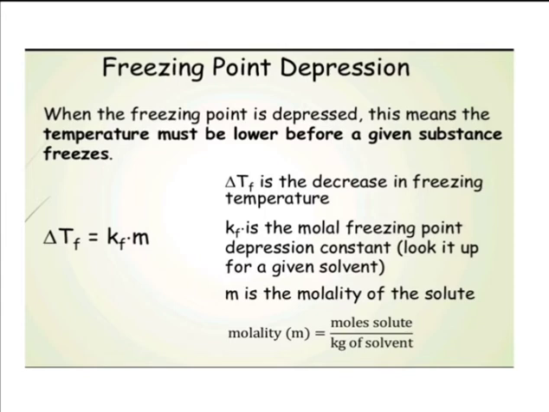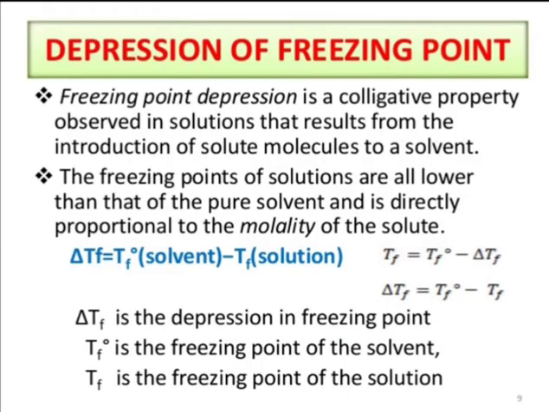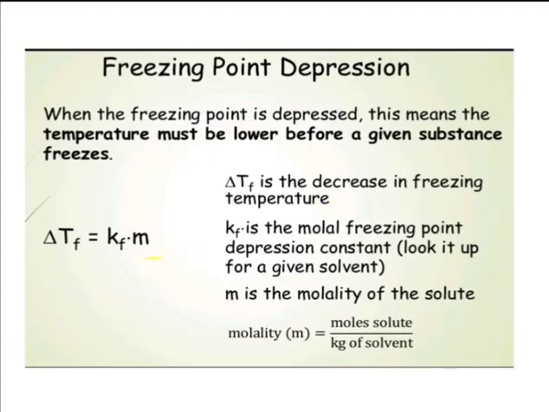So delta Tf is equal to Kf into m. Here Kf is the molar freezing point depression constant, m is the molality, the number of moles of solute divided by kg of solvent, and delta Tf is the decrease in freezing temperature.